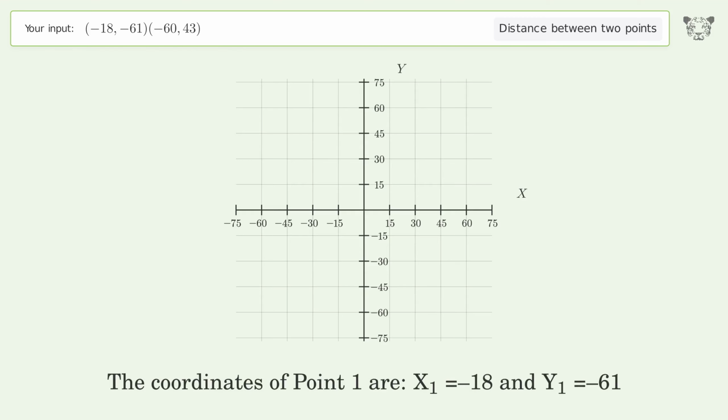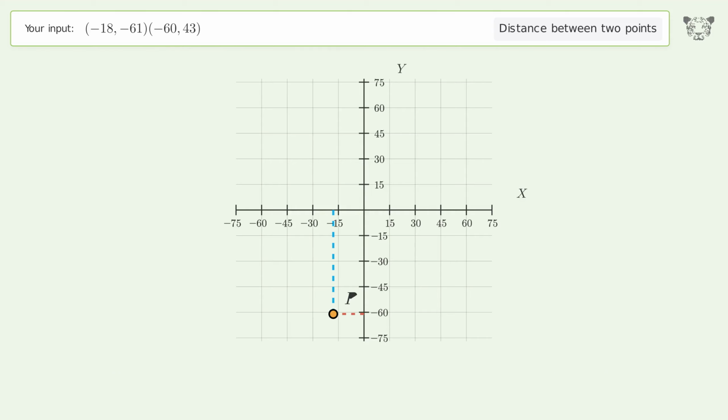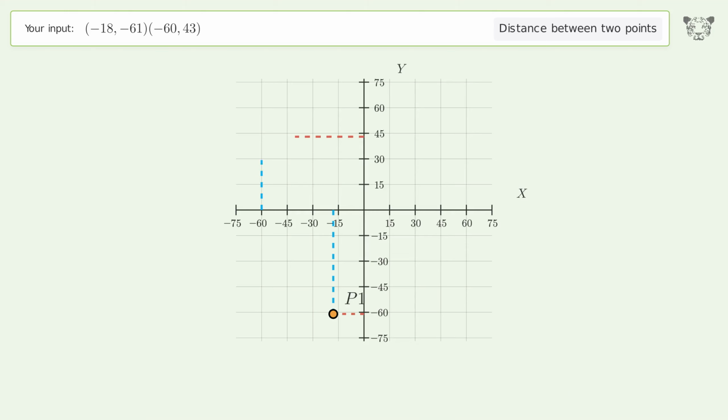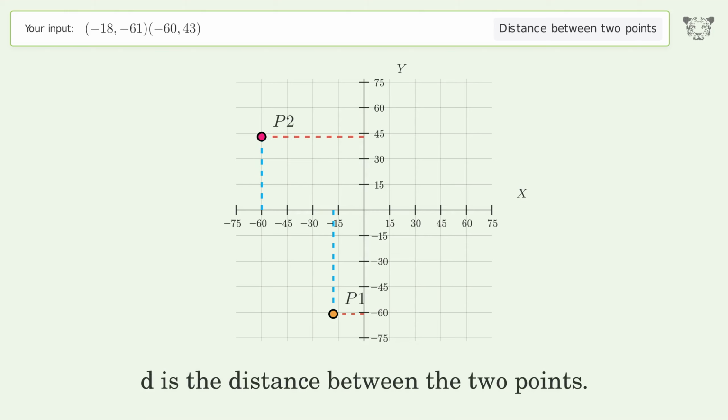The coordinates of point 1 are x1 equals -18 and y1 equals -61. The coordinates of point 2 are x2 equals -60 and y2 equals 43. D is the distance between the 2 points.